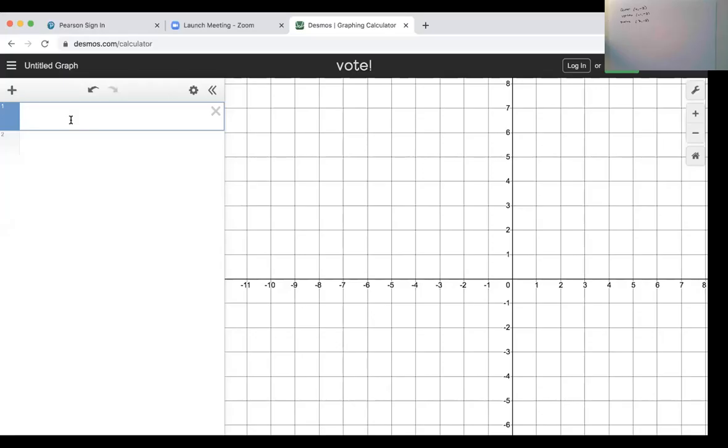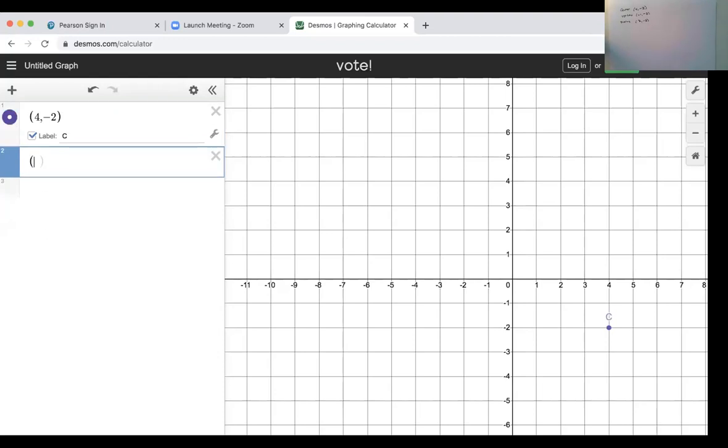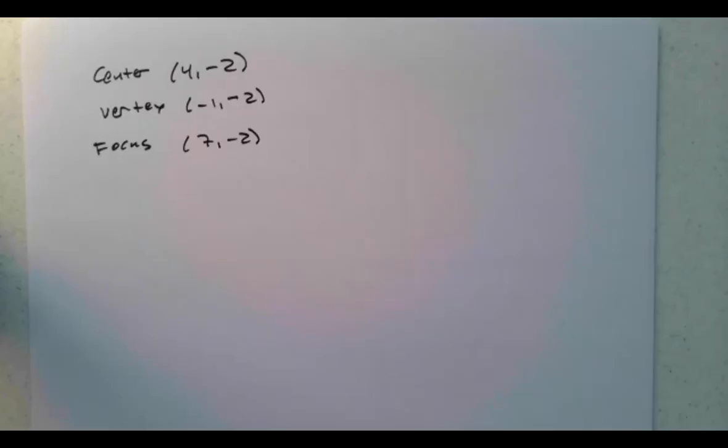So we've got the center at (4, -2). Let's call that the center. You see that? We have a vertex at (-1, -2). That's our vertex. So what is our span in the x direction? Let's count it. 1, 2, 3, 4, 5. Our span in the x direction is 5. So that's a pretty good start.